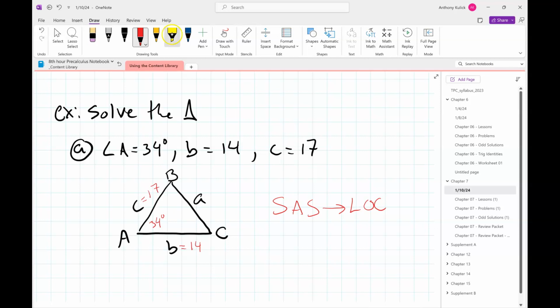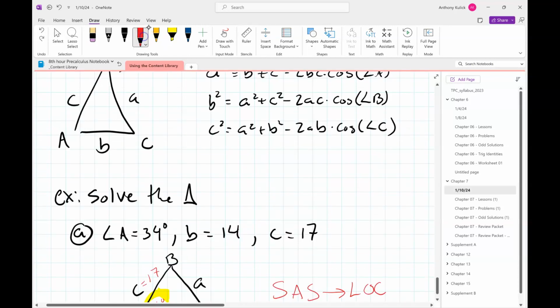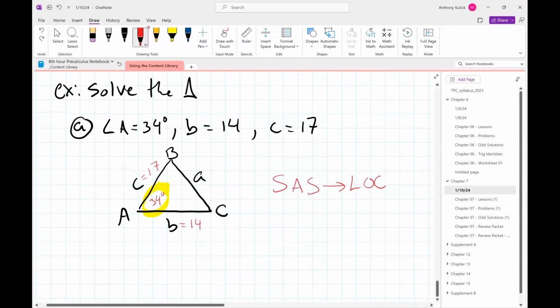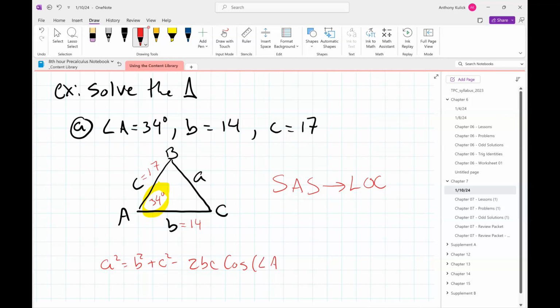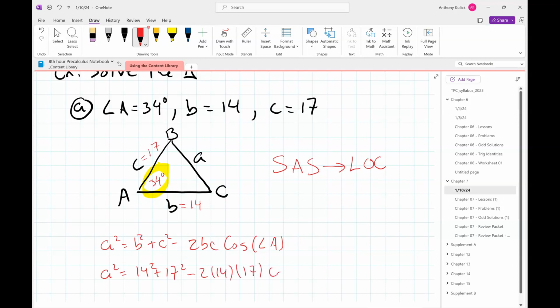So if I look at my given information, the only angle I'm given is angle A, which tells me I should be using this version of the law of cosines, the one with angle A in it. So I can say that A squared equals B squared plus C squared minus 2BC cosine of angle A. Or if I fill in the values for my problem, A squared equals 14 squared plus 17 squared minus 2 times 14 times 17 times cosine of 34 degrees.